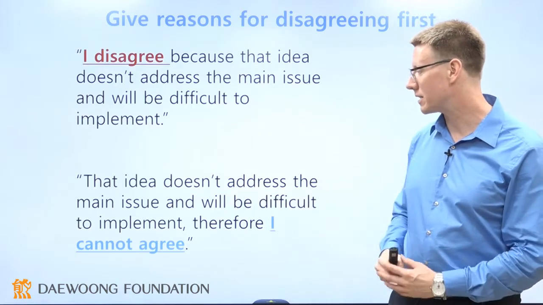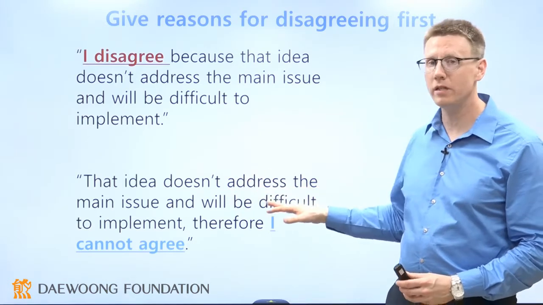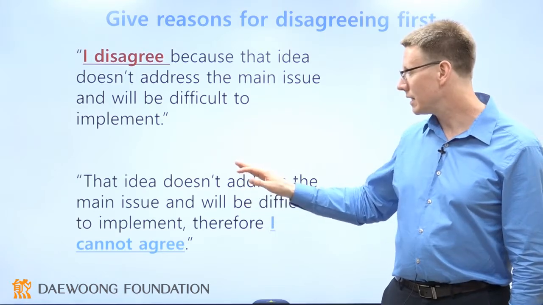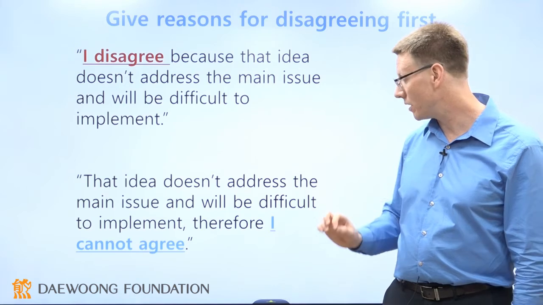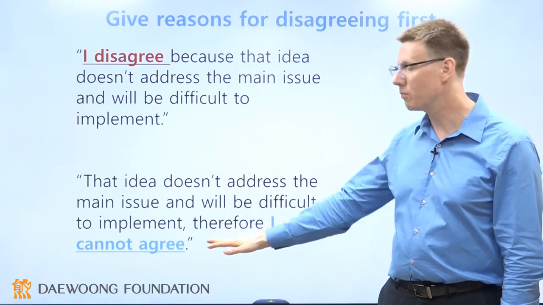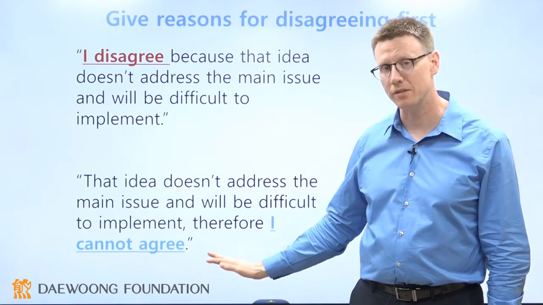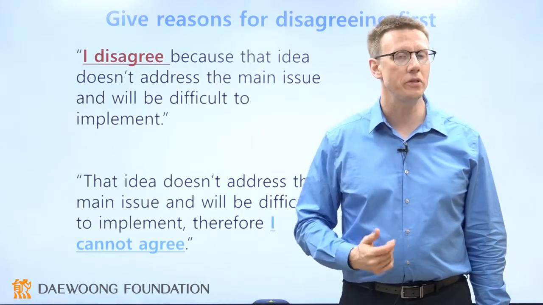So in the second example, we see that the reasons why we disagree are given first. That idea doesn't address the main issue and will be difficult to implement. Therefore, I cannot agree. And we put the disagreement part at the end of the sentence. And why would we do this?